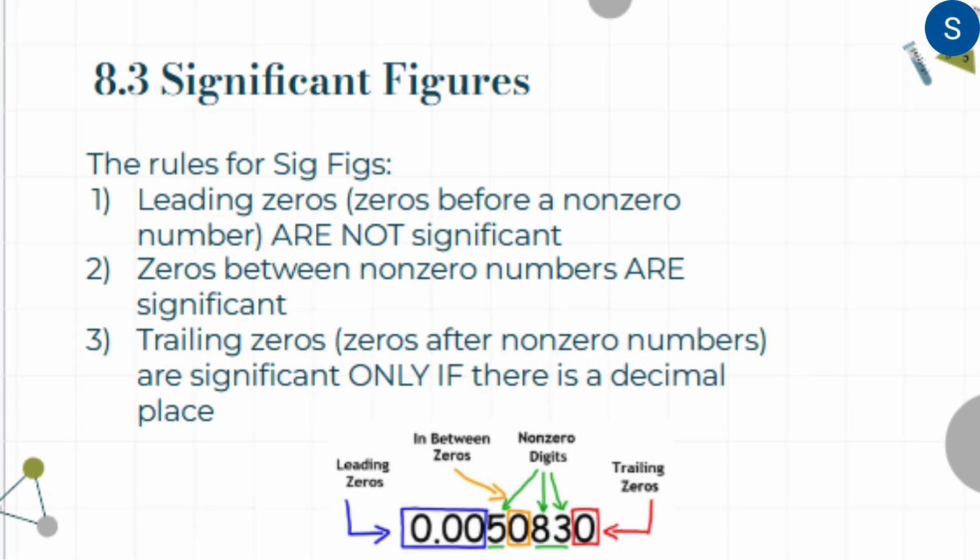The third rule is trailing zeros, which are zeros after non zero numbers, are significant only if there is a decimal place. So in the number below, since there is a decimal place and the last zero comes after the decimal place, it is considered a trailing zero that is a significant figure.